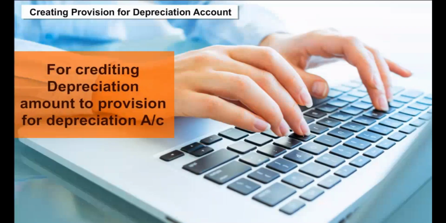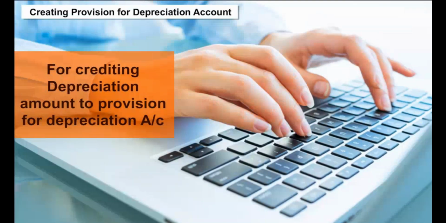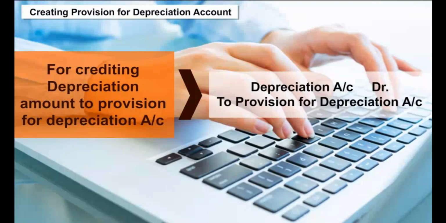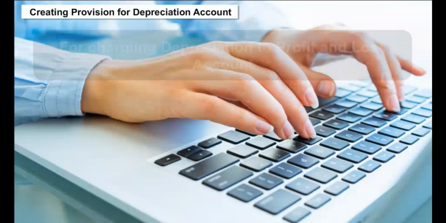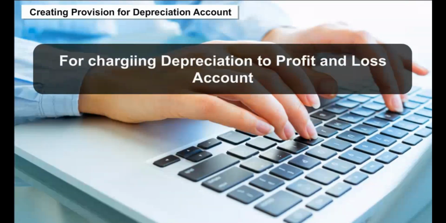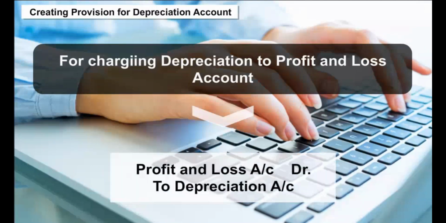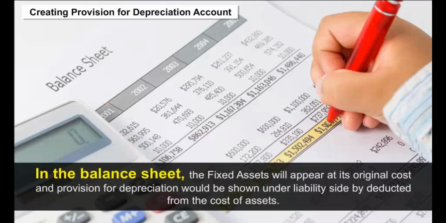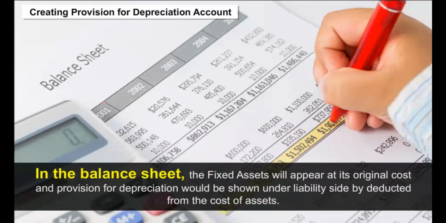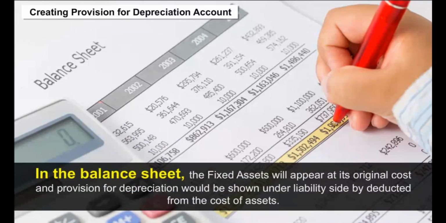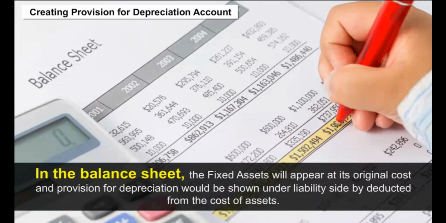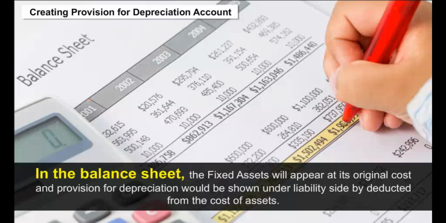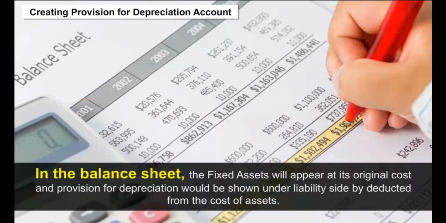For crediting depreciation amount to provision for depreciation account, depreciation account debit to provision for depreciation account. For charging depreciation to profit and loss account, profit and loss account debit to depreciation account. In the balance sheet, the fixed assets will appear at its original cost and provision for depreciation would be shown under liability side, deducted from the cost of assets.